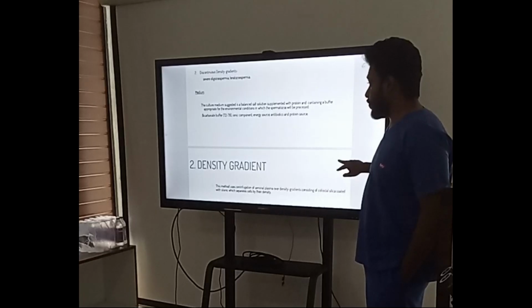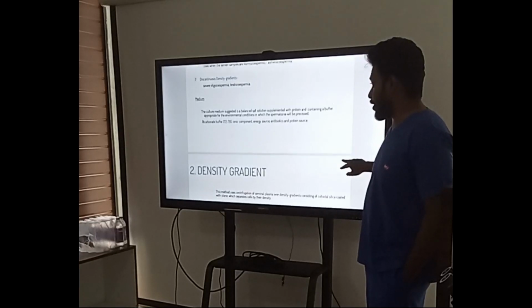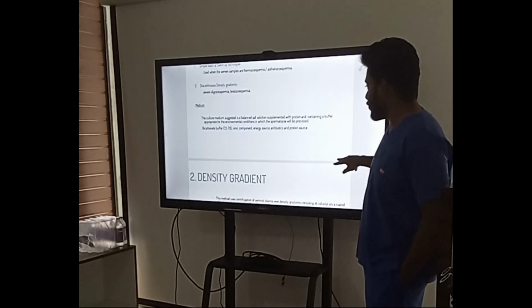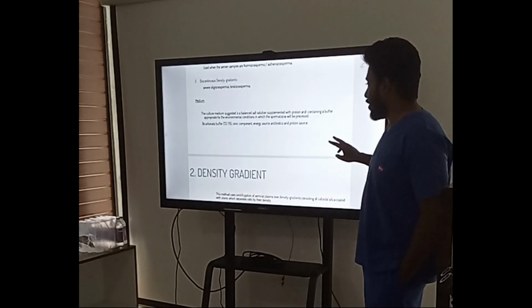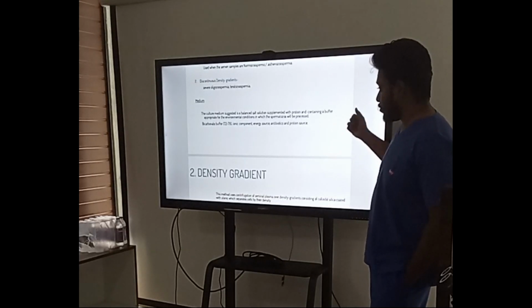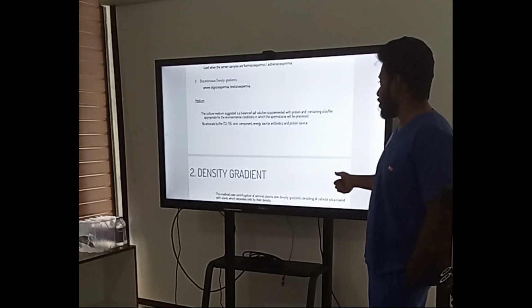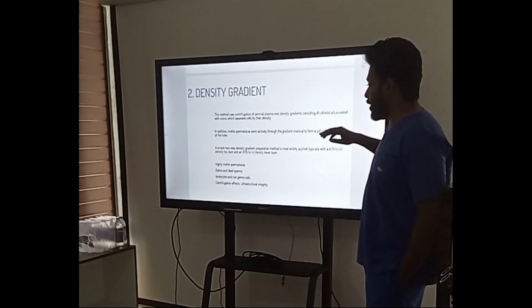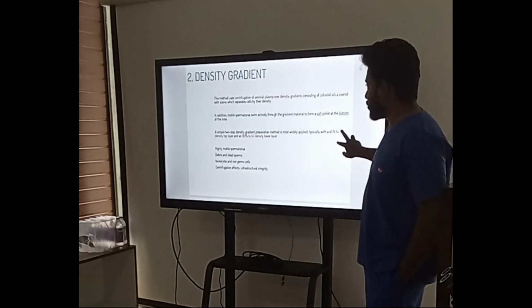So the buffer that we are using is bicarbonate buffer and the HEPES buffer as well, which has a pH range of 7.8. It not only has the buffer, it also has an energy source, that is glucose, required for sperm motility, antibiotics, and a protein source for mitigating the generation of ROS.